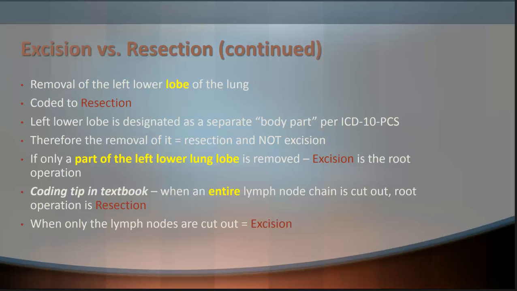In your textbook, they also talk about lymph nodes and lymph node chains. They also note the use of the word radical excision of lymph nodes. So if a physician documents a lymph node was biopsied, that would relate to the root operation of excision. But if the physician documents radical resection of lymph nodes, or documents removal, because again, remember, in ICD-10 PCS, the physician doesn't have to use the root operation terminology. So the physician could say removal of an entire lymph node chain, and we would code it to resection.